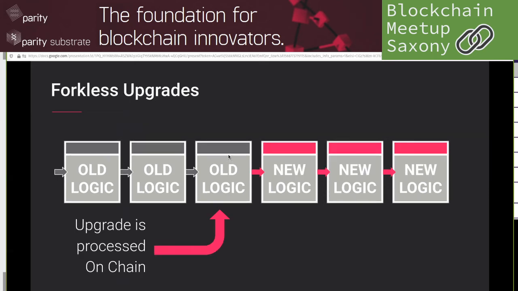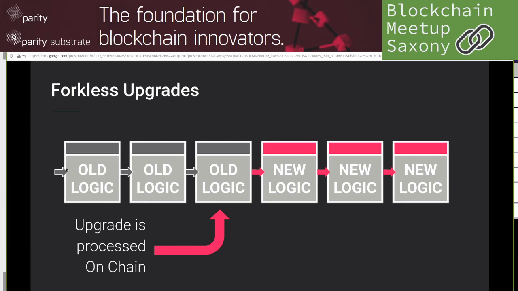This is what Parity has enabled with Substrate. It's called forkless upgrades, and it's enabled by the feature that I told you about earlier, which is that we take our runtime logic, we compile it to WASM, and then we store that WASM on the blockchain. So here's how it works.